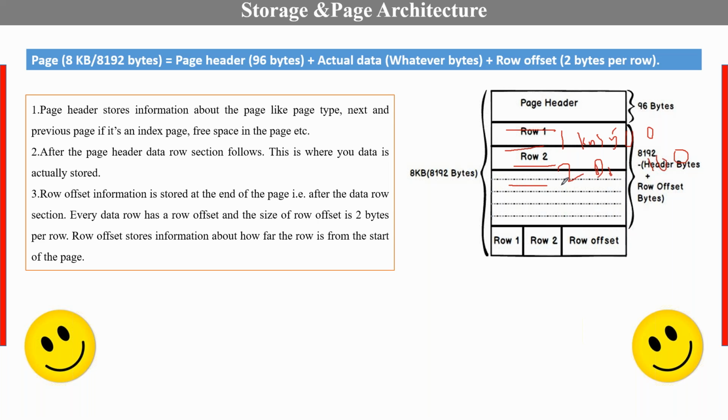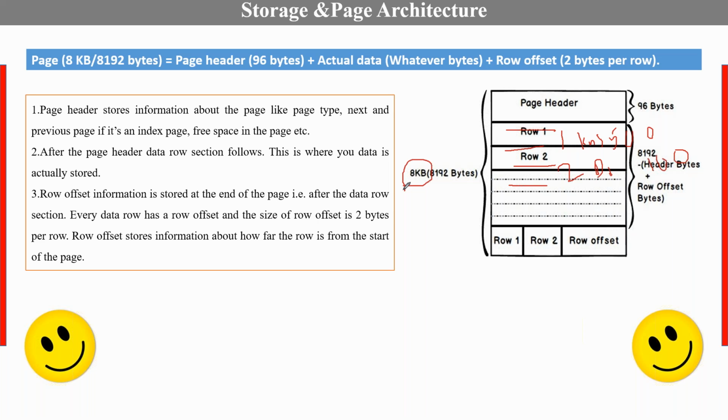In SQL, how is data stored? Data is stored in the form of pages. Your complete data is stored in pages, and the page size is 8 KB. Make a note: one data page size is 8 KB. Can I increase the page size? No. Can I decrease it? No. It is predefined. You cannot increase or decrease the page size.